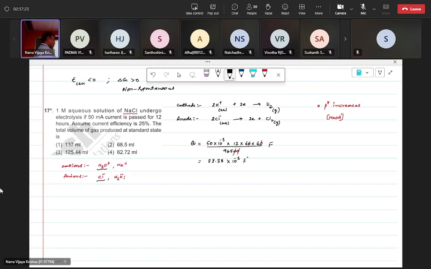So these many moles, into 1 mole means 22.4 liters, but given efficiency is 25%, so into 0.25 into 22.4 liters. You want in ml, so into 22,400 ml. Right? So I got 125,347 into 10 power minus 3. So I will write as 125.347 ml. 125.347 ml means the answer is option 3.